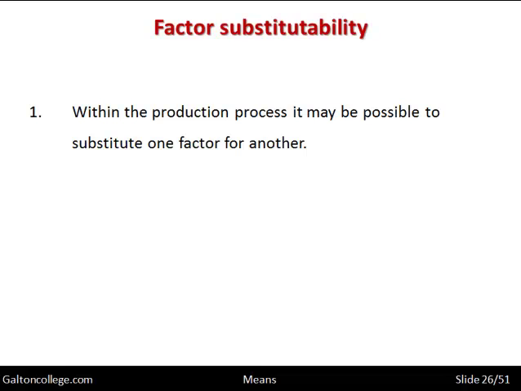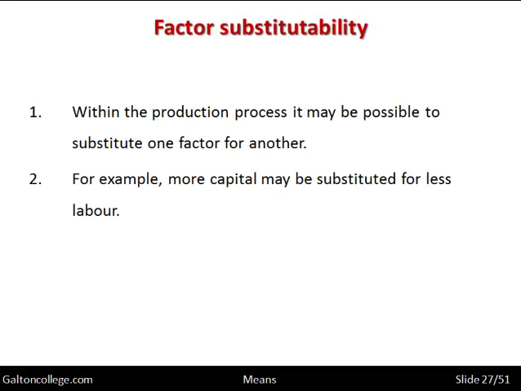Within the production process, it may be possible to substitute one factor for another. It may be possible to have more machines and fewer workers, for example. So more capital substituted for less labour. And more capital equipment of all sorts, ranging from very small handheld pieces of capital to larger fixed pieces of capital, they are substituting for labour.